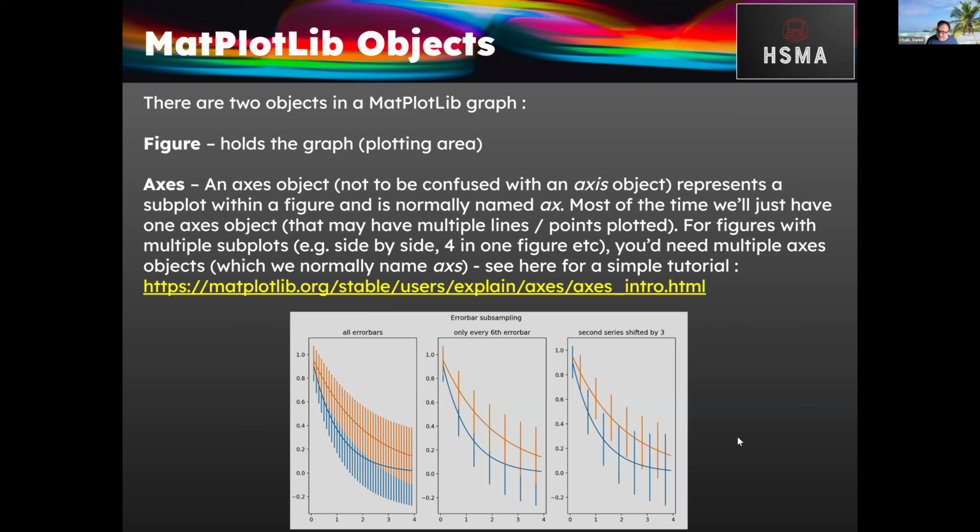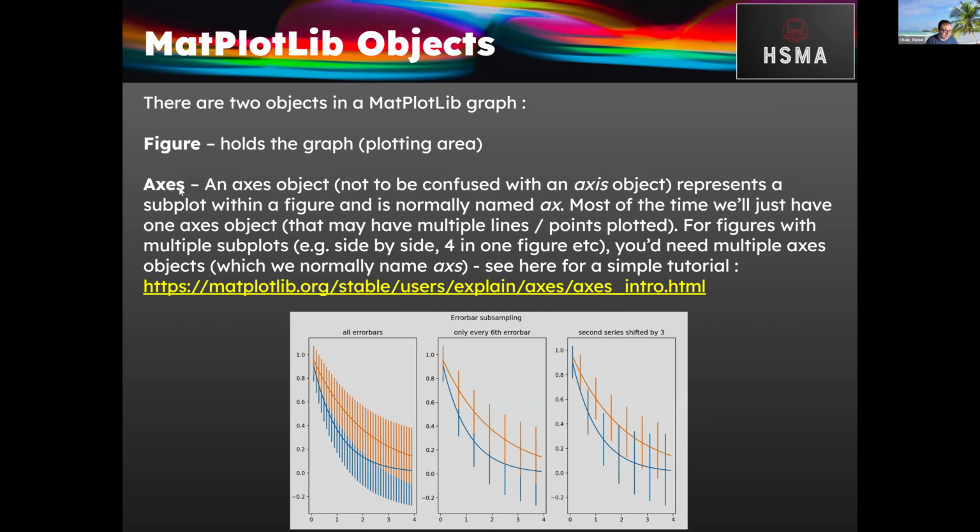So, if we're using the object-oriented approach, which is what I'm going to teach you, there are basically two objects in a matplotlib graph. There's a figure object, and a figure holds the graph or the plotting area. Okay, so this is an example down here. This is one figure. So it's a bit like if you ever read an academic publication, or just a textbook where you see like figure one. That's what we refer to as a figure in matplotlib terminology.